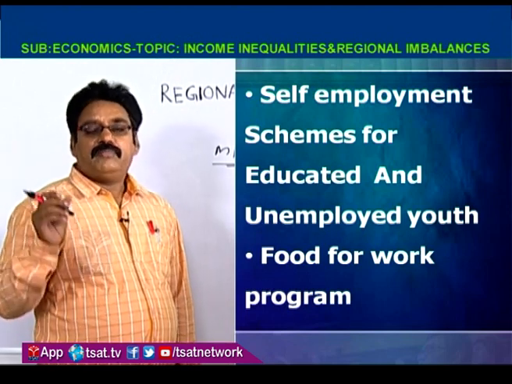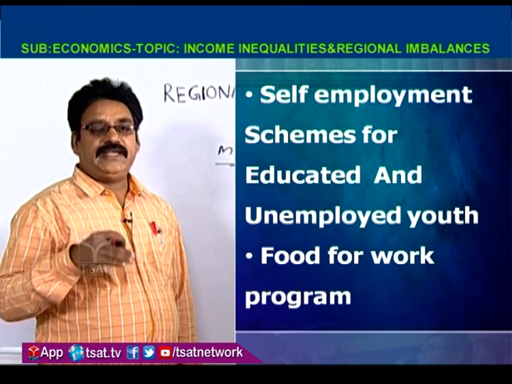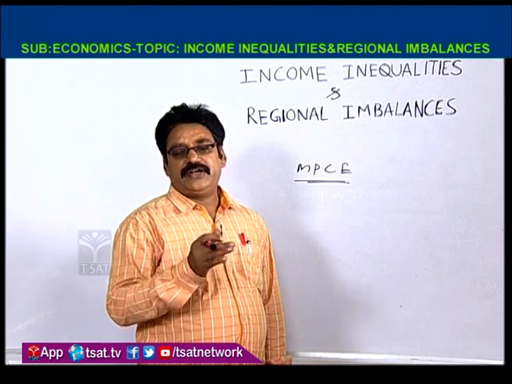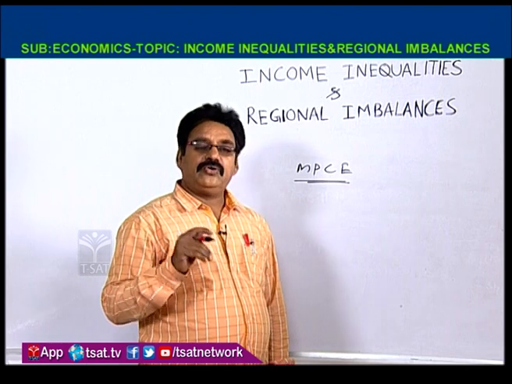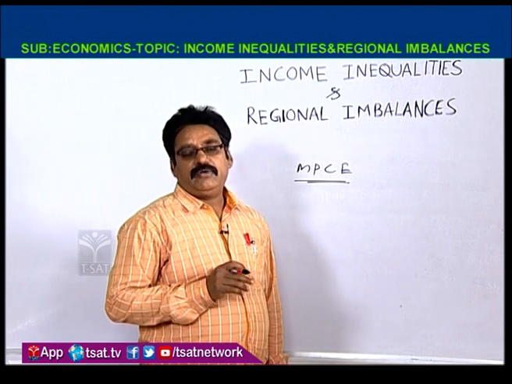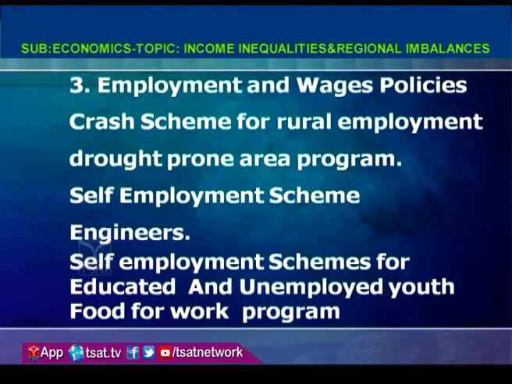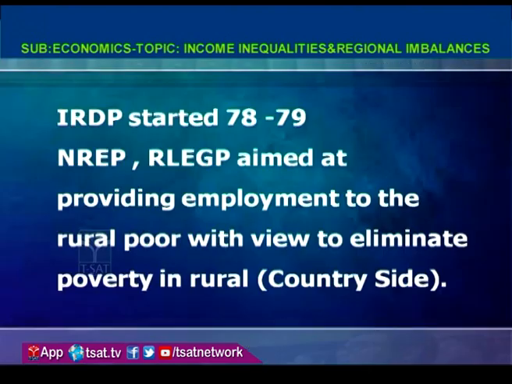Earlier, the government concentrated only on growth. If we achieved the growth rates, then automatically growth fruits could percolate to the lower sections. But that did not happen. So, a direct attack on the poverty and unemployment problems, they started employment programs and wage policies, in that crash scheme for rural employment and all these programs, and IRDP, Integrated Rural Development Program.